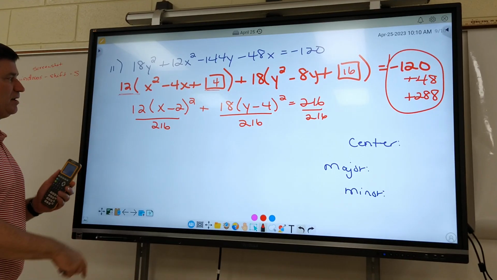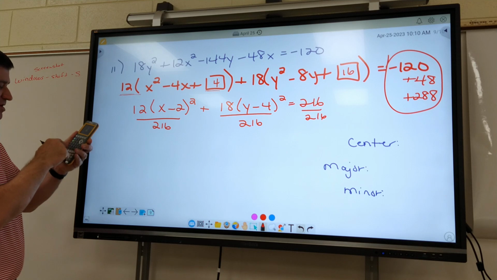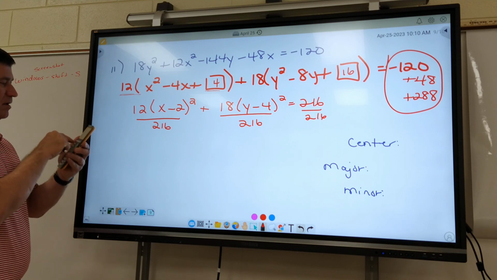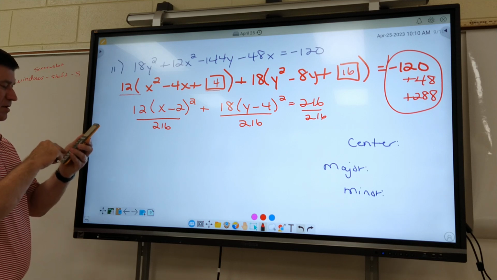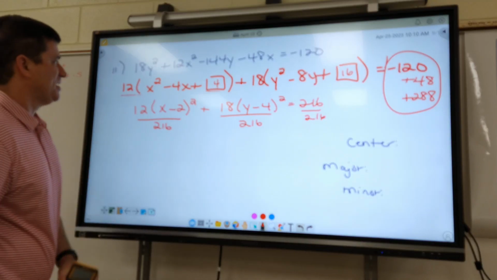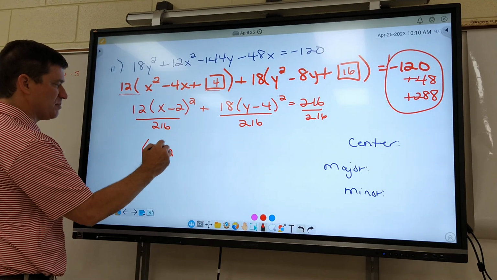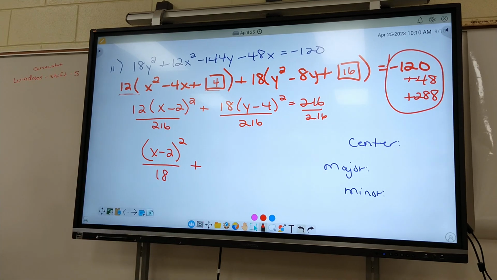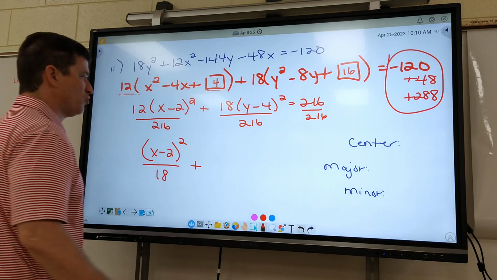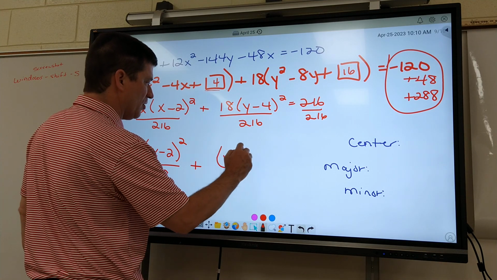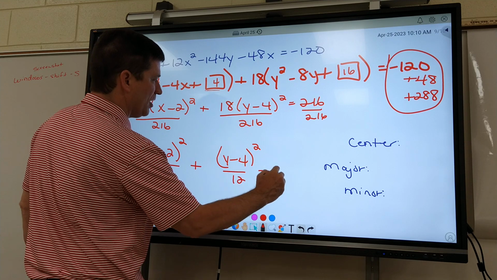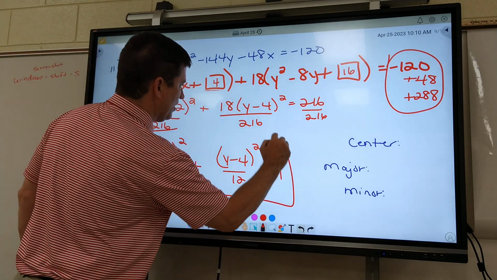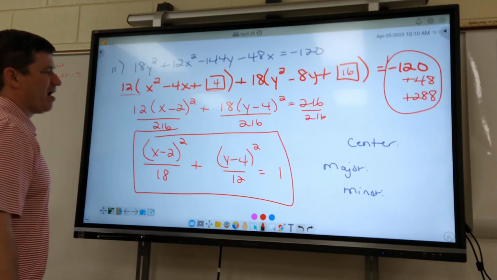All right, use your fraction button. If you'll do 12 on top over 216, it gives you 1 over 18. That lets you know when you write this down, it'll be x minus 2 squared over 18. So again, just type in your calculator. 18 on top over 216 is, I got 1 over 12, so that'll be y minus 4 squared over 12. And we know it equals 1. That is our equation for our ellipse.